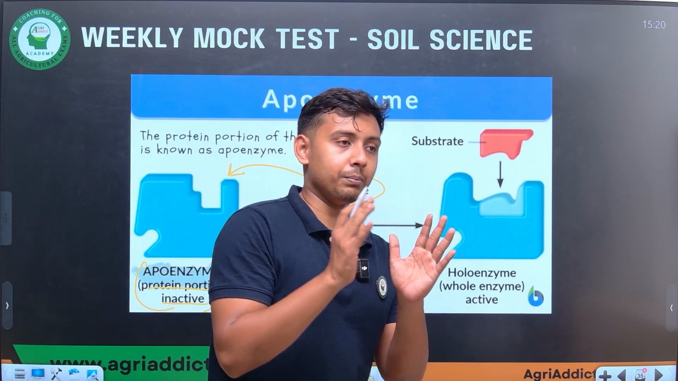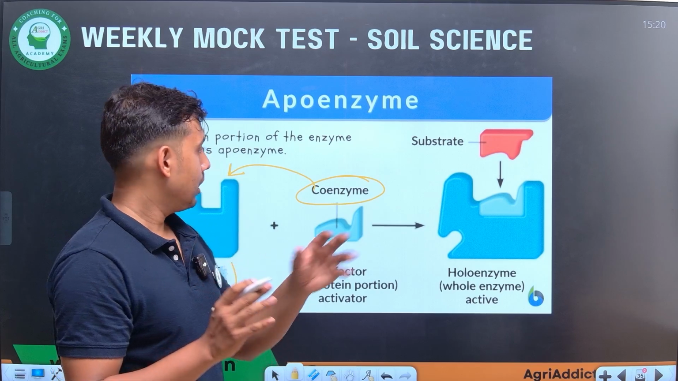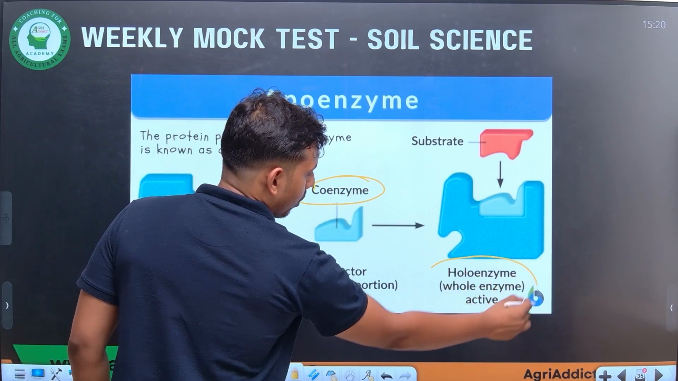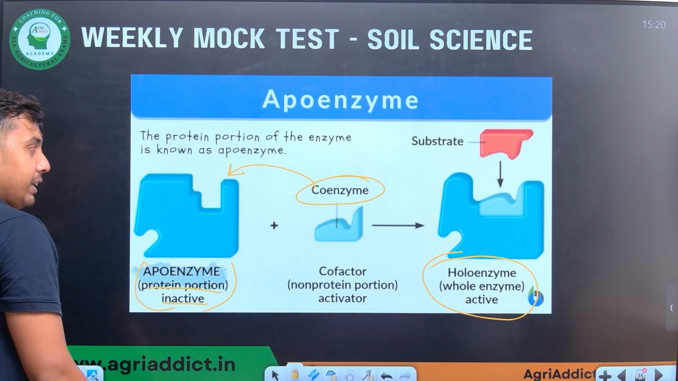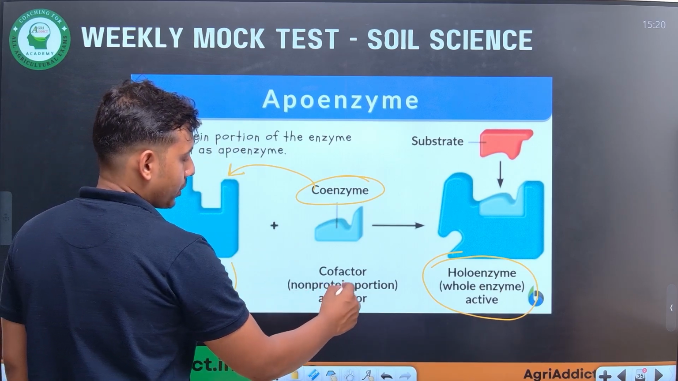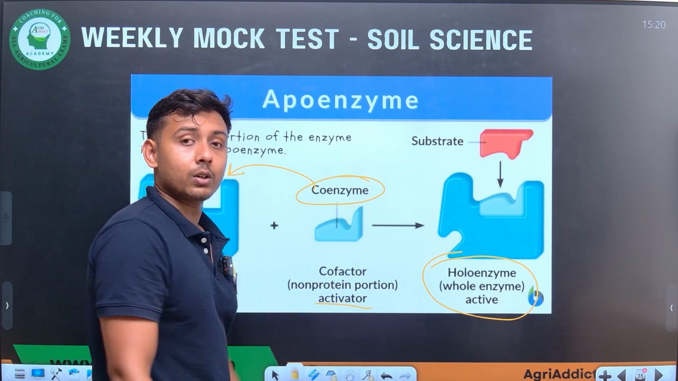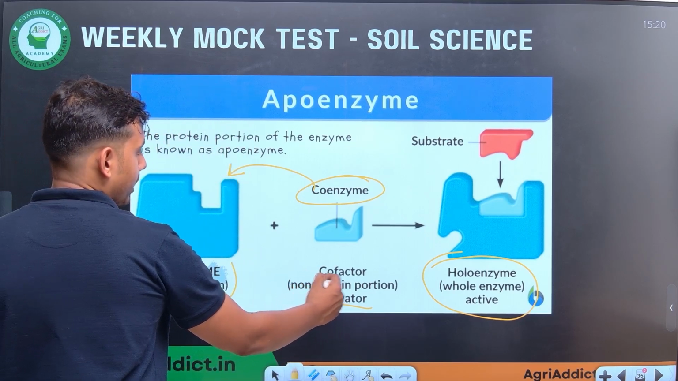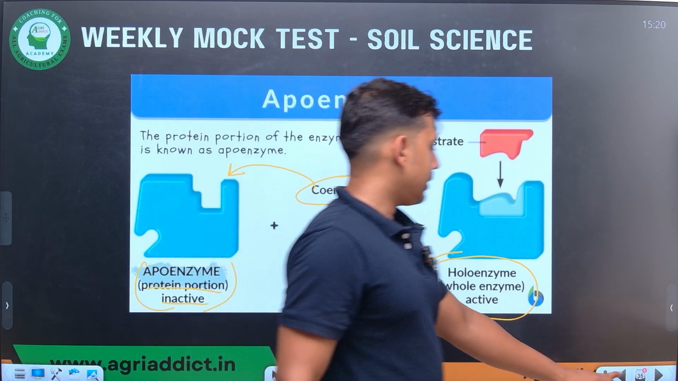The non-protein part of an enzyme is the coenzyme. When it binds to the apoenzyme, it becomes the holoenzyme, or whole enzyme. And the coenzyme part, being non-protein, can also act as an activator, and some metal cations are also present; this is also known as a cofactor. Okay, so let's see the options.